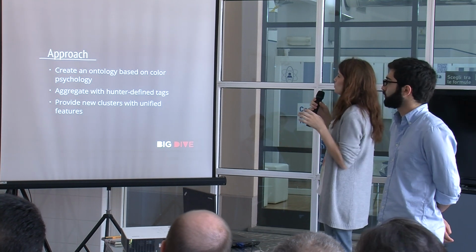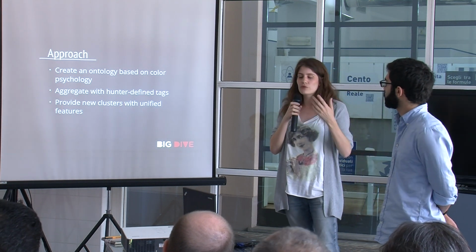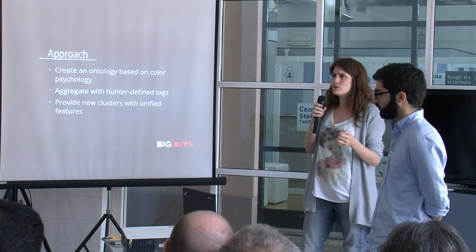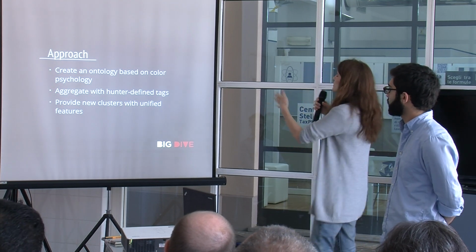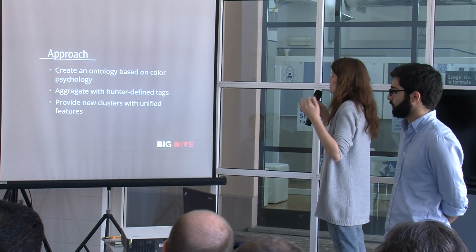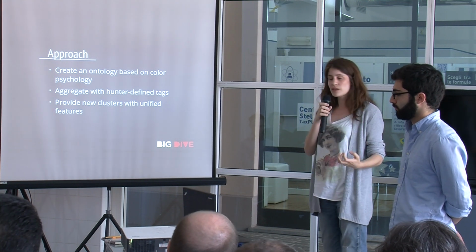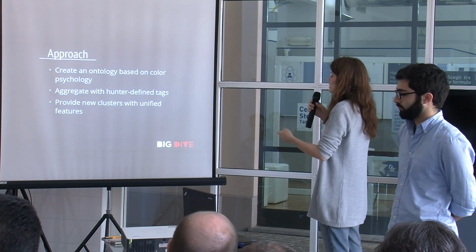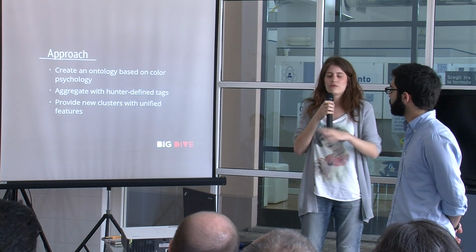This is our approach. First, we created an ontology based on color psychology. By color psychology, I mean, for example, if you have the color red, it means power, etc. You will see more about this eventually. So first we create the ontology. Second, we aggregate this data with the hunter-defined tags, which are already in the data. And third, we provide these new clusters based on these new unified features.